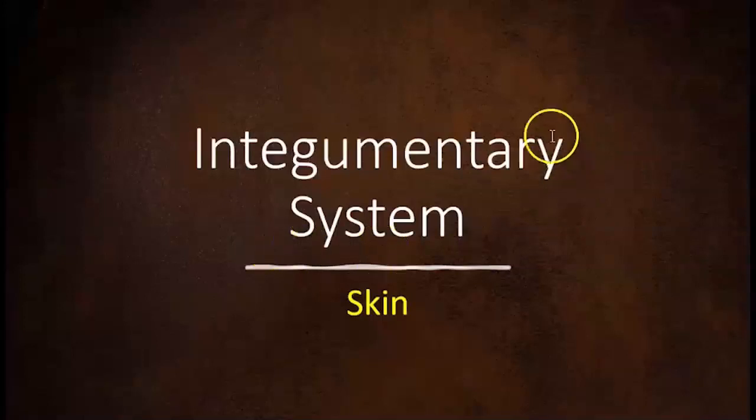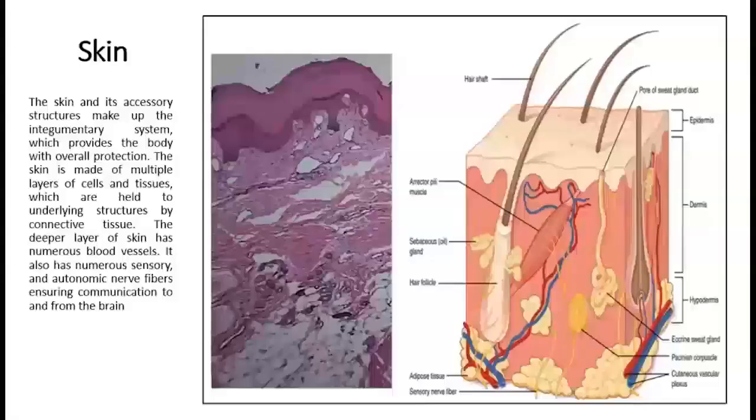The integumentary system is composed of organs. In this case, the organ is the skin. In this figure, you can see that the skin has three layers: epidermis, dermis, and hypodermis. So this is the organ, the skin. All the organs are composed of tissues. So this epidermis is composed of epithelial tissue, stratified squamous.